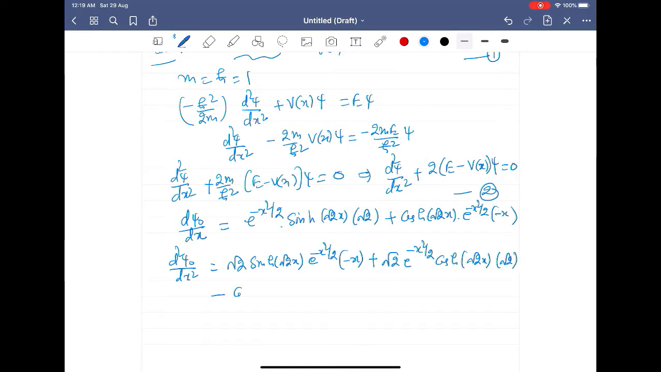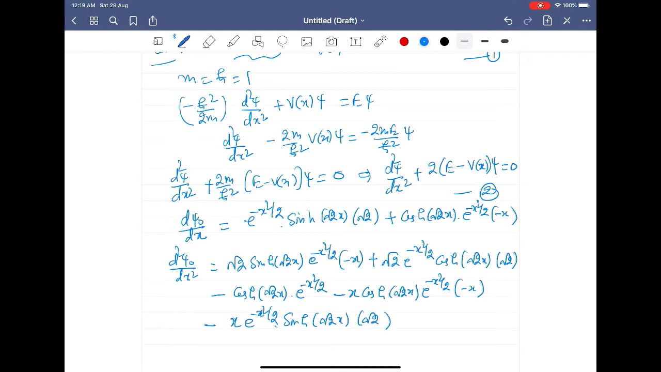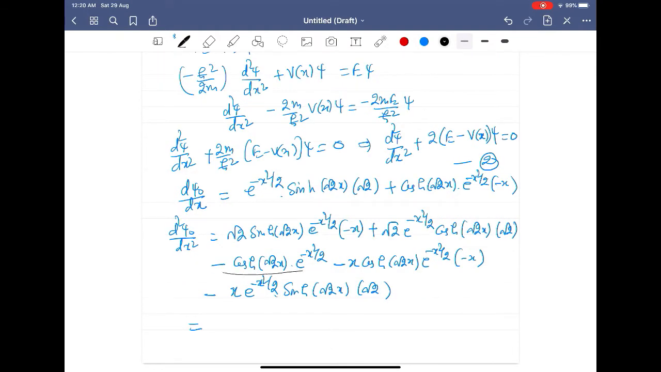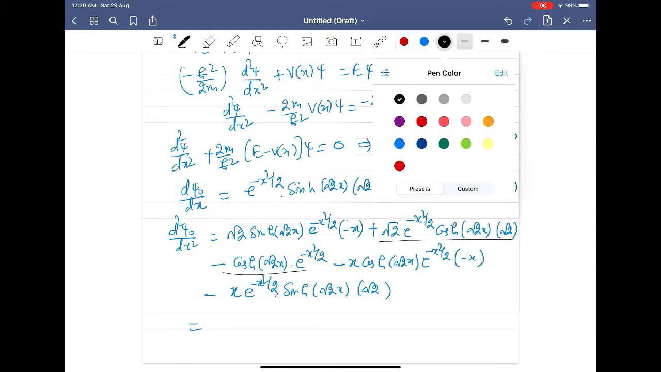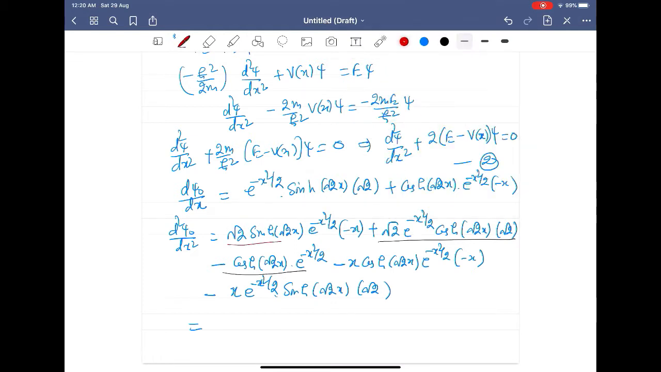minus cosh root 2x e to the power minus x squared by 2, minus x cosh root 2x, minus x e to the power minus x squared by 2. There are terms here that I can combine, this term and this term. Similarly I can combine this term and this term. So let's see what we get.